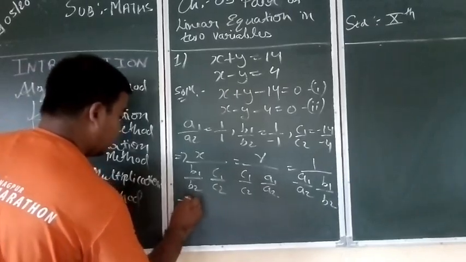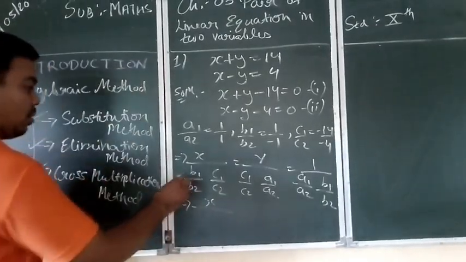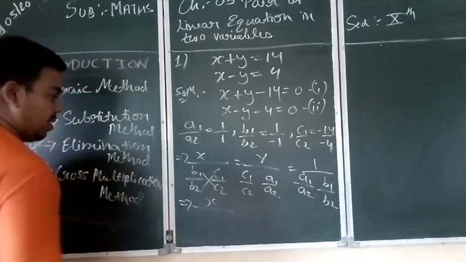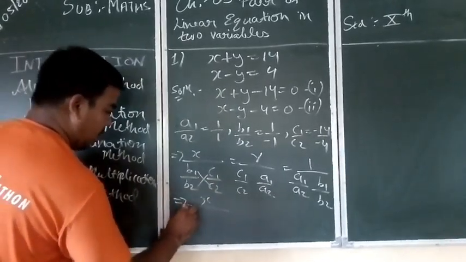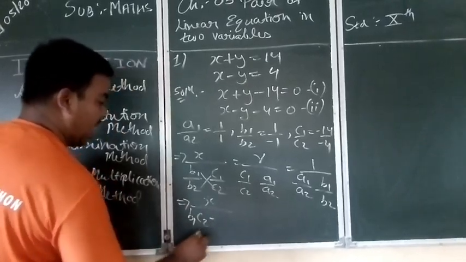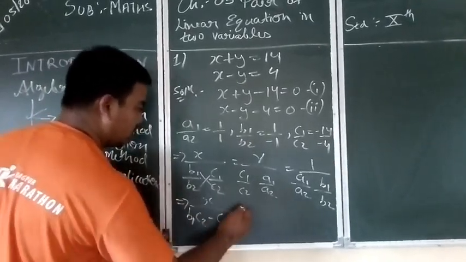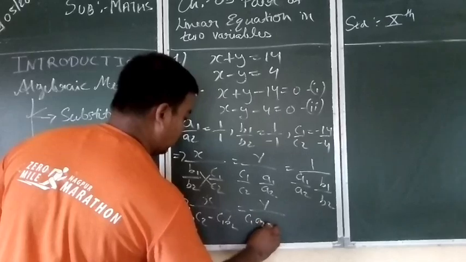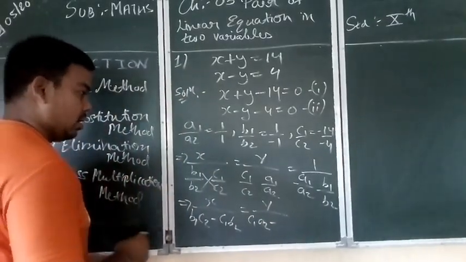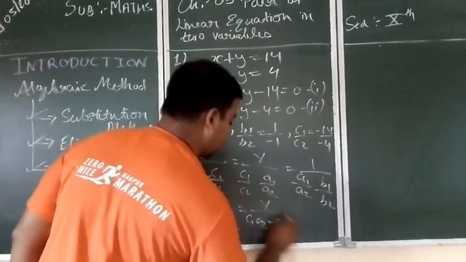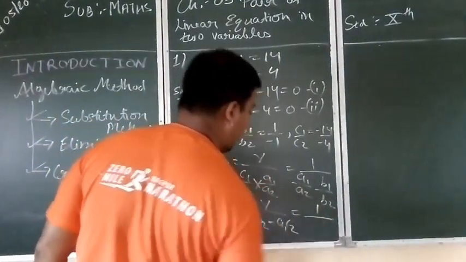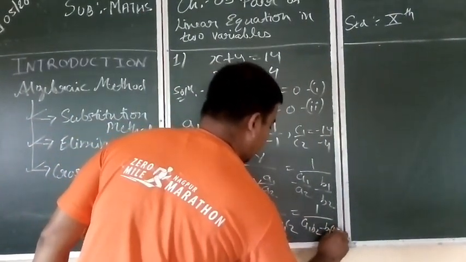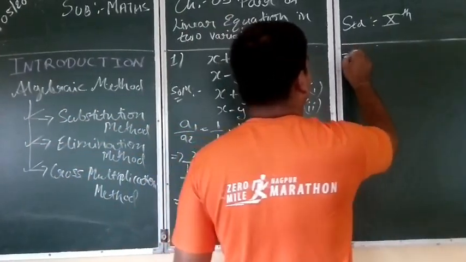So here is a1 by a2 and b1 by b2. So x is b1 c2 minus c1 b2, by cross multiplication. y is c1 a2 minus a1 c2, by cross multiplication. And the constant is a1 b2 minus b1 a2.